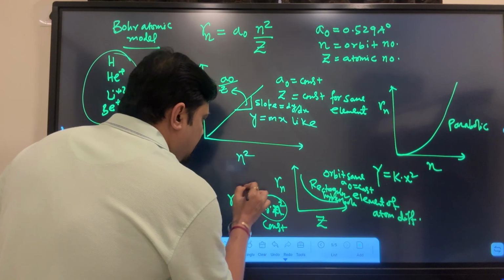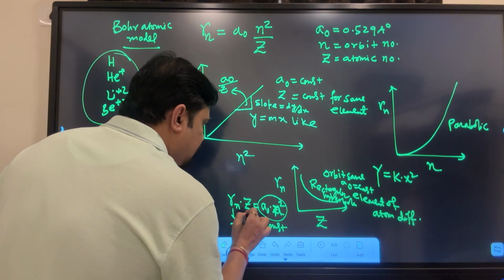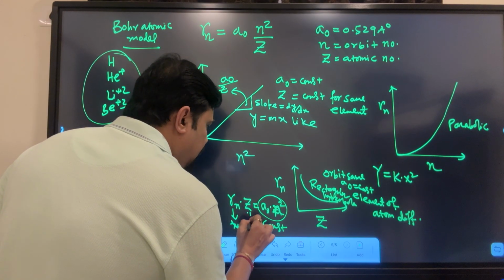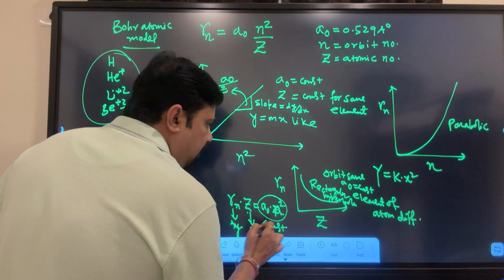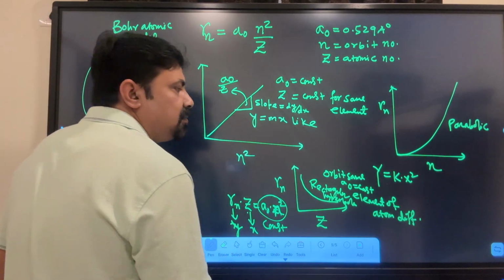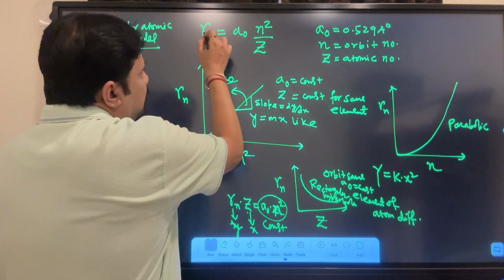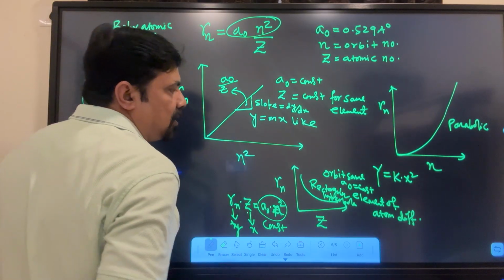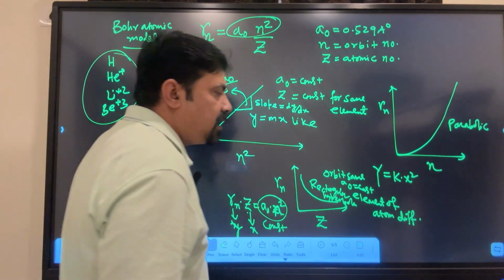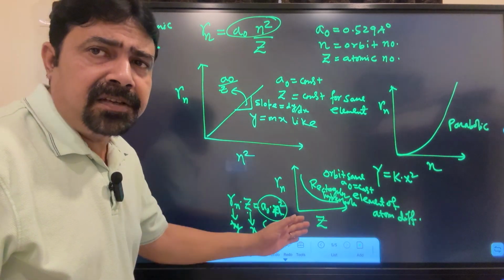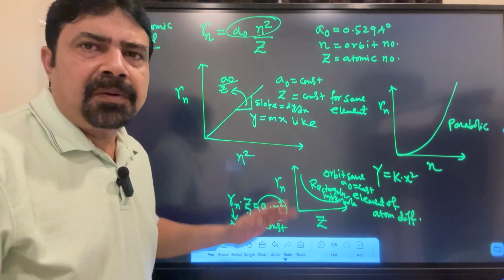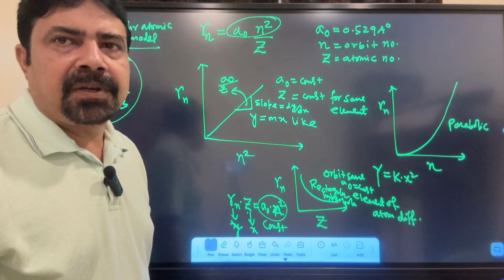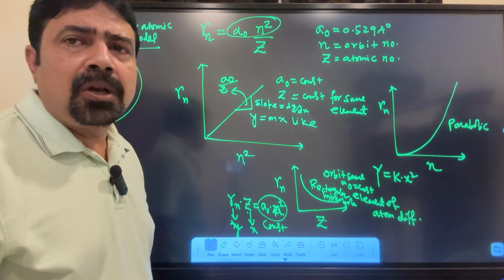So this part is a constant. So xy, suppose this is x and this is y, then xy equals constant, which means a rectangular hyperbola. Or you can think that whenever this part is constant, Rn is inversely proportional to Z. So Rn and Z are inversely proportional. If Rn decreases, Z increases. The nature of the plot is a rectangular hyperbola.